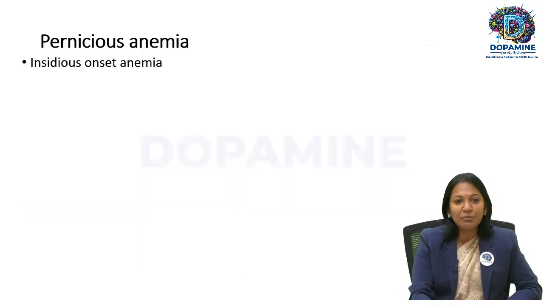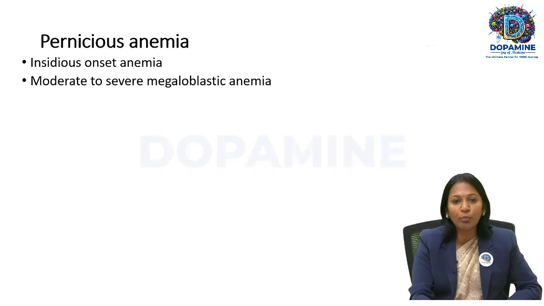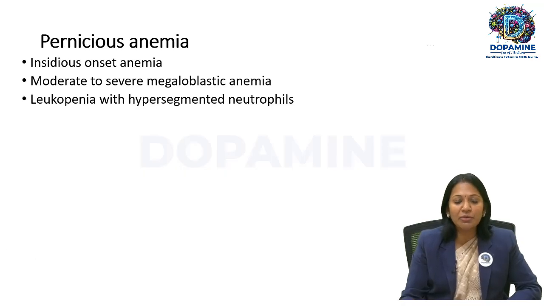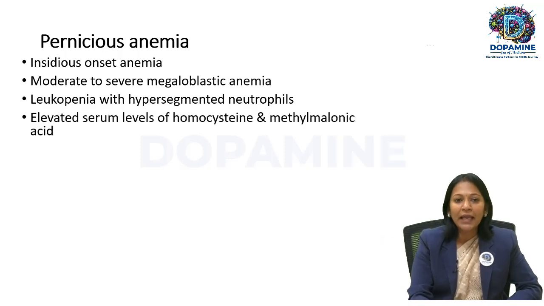So pernicious anemia is insidious in onset, leading on to moderate to severe megaloblastic anemia. In the peripheral smear, in addition to anemia, the person will have leukopenia with hypersegmented neutrophils. Elevated levels of homocysteine and methylmalonic acid will be there, because we have already discussed vitamin B12 is needed for this metabolism. Serum antibodies to intrinsic factor.